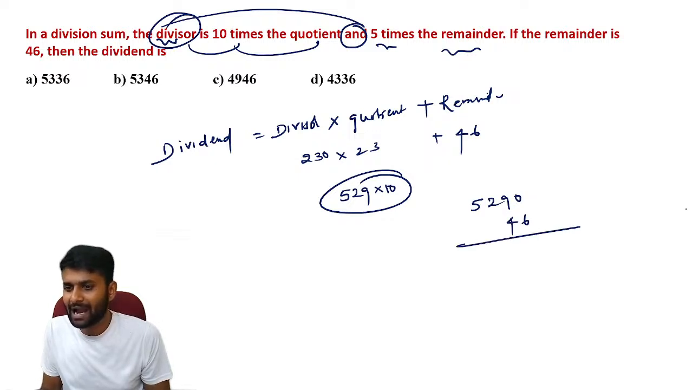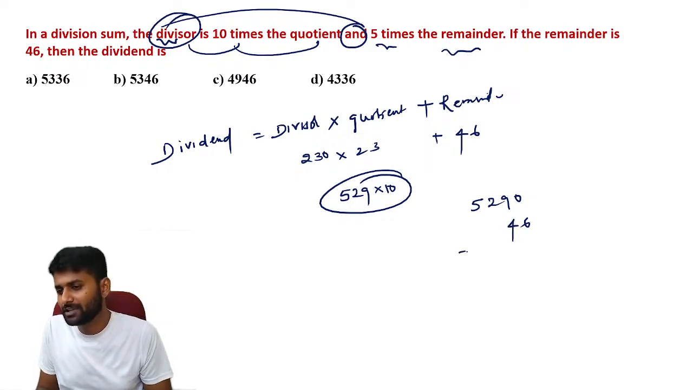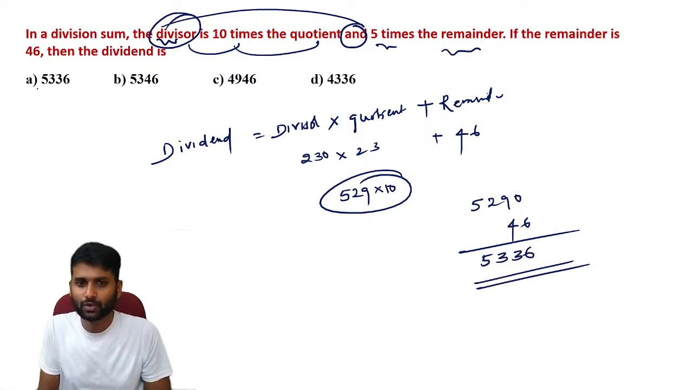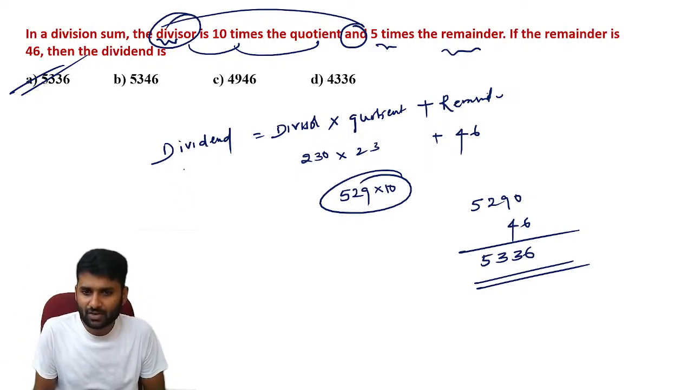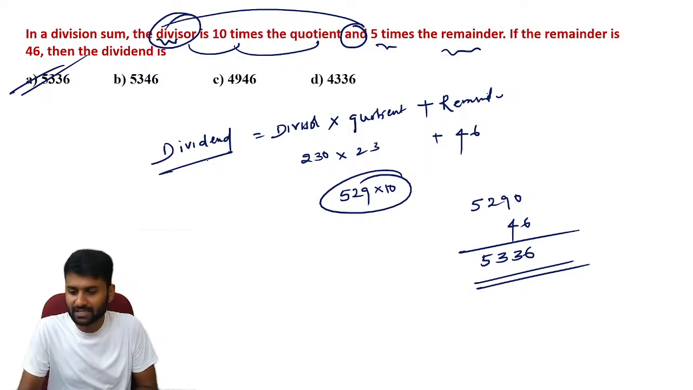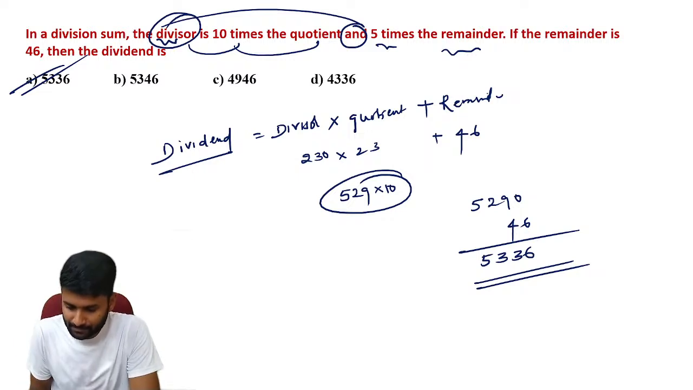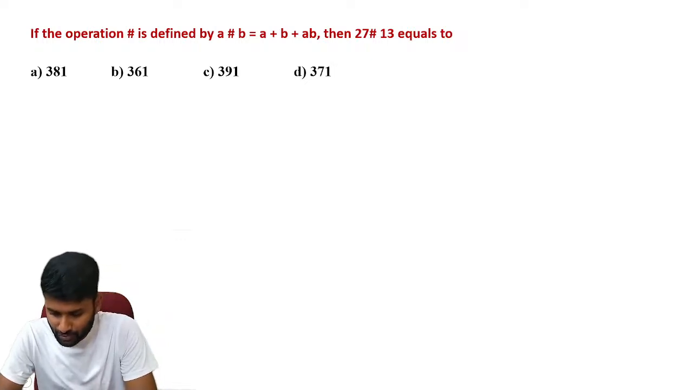Now you have to add 46 units. If you add 46 units to the 5290, then it becomes 5336. So here in the question, the dividend value is 5336. So this is all about the dividend. Dividend is equal to divisor multiplied with the quotient, and you have to add the remainder value. Go through this question.